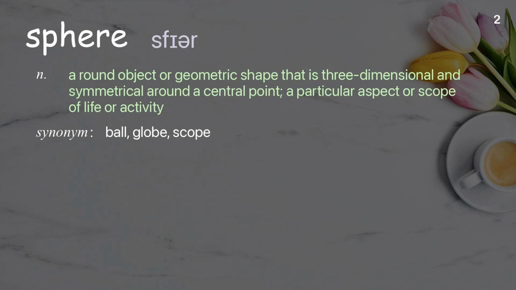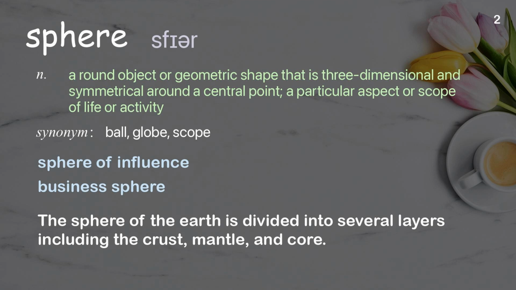Sphere. A round object or geometric shape that is three-dimensional and symmetrical around a central point; a particular aspect or scope of life or activity. Examples: sphere of influence, business sphere. The sphere of the Earth is divided into several layers, including the crust, mantle, and core.